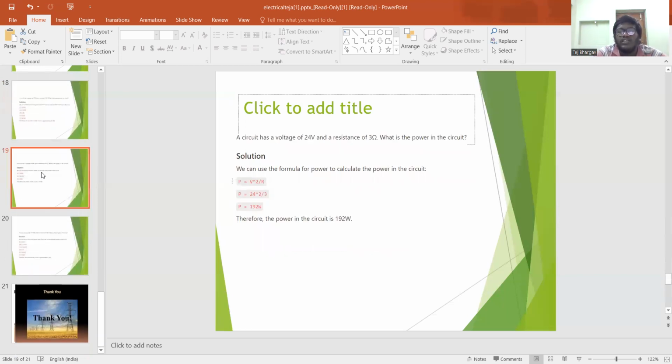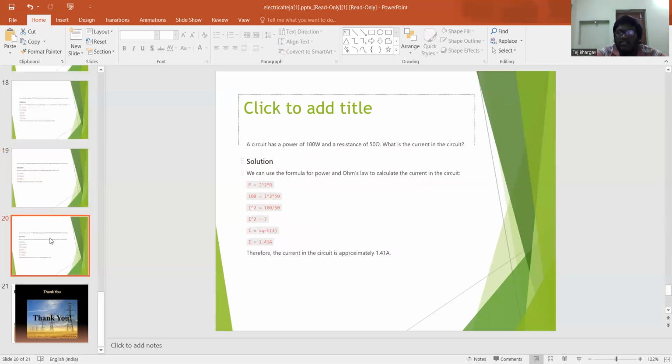Next, again, P is equal to V square by R. Here what we did: P is equal to VI, we know that, and V is equal to IR, so I is equal to V by R. So P is equal to VI, in place of I, you put V by R. So it gives V square by R. Hence we found the power of that particular circuit.